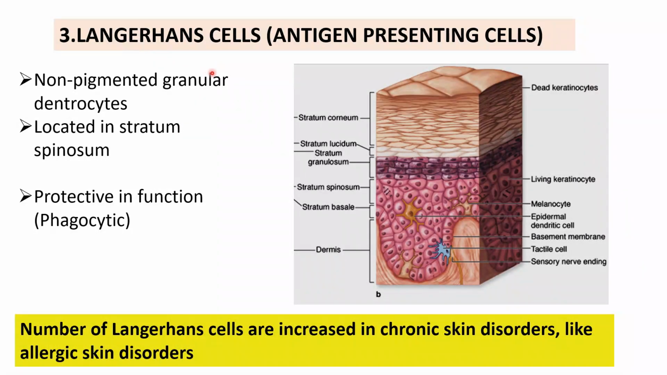So next is Langerhans cells. We are explaining the non-keratinocytes. First we explained the melanocytes. We are entering the next variety of cells, called Langerhans cells. Remember, these do not deal with keratin or melanin, but these are non-pigment granular dendrocytes. They have processes, and these are immunological in action. They have a very good role in phagocytic functions. So they are protective in function, and these are distributed among the cells of the stratum spinosum.